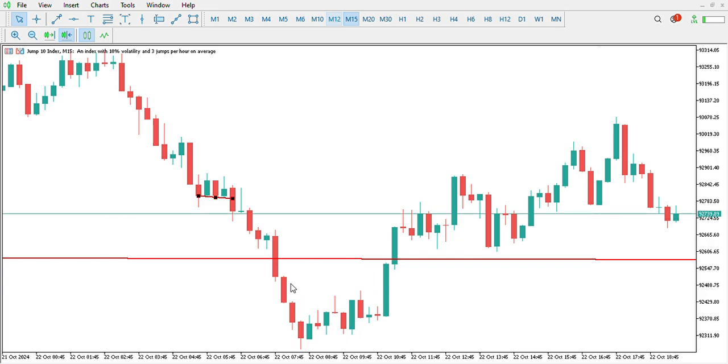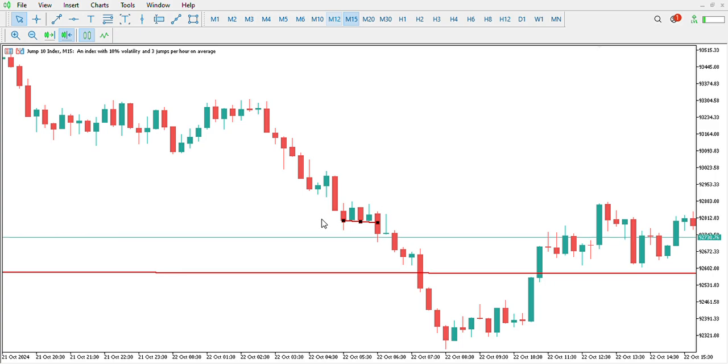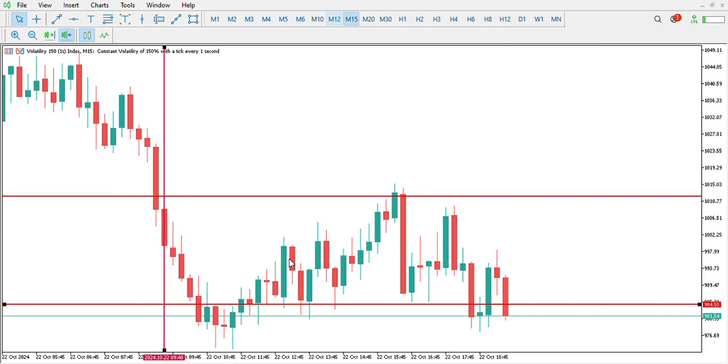So I expected this market to come up to this point at a fair value gap, then give us a rejection on the top part, but it never did. So this is not a good market to trade. That's why there's no setup, no trade. So let me go to another one. V50.